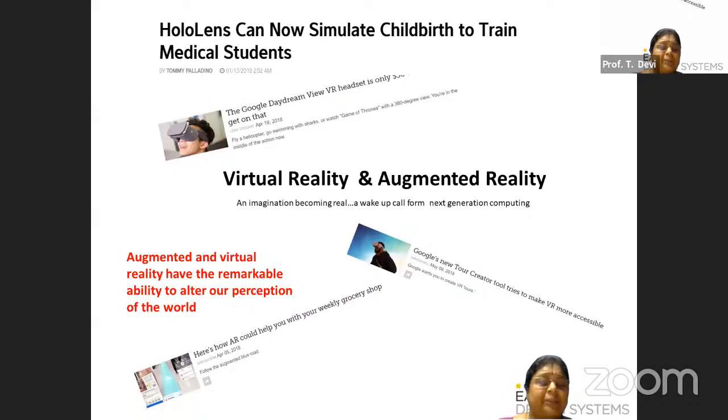By wearing this HoloLens, you can simulate any real-time environment. Just as an example, HoloLens can now simulate childbirth to train medical students. Okay, VR headset. Please go and Google on HoloLens.